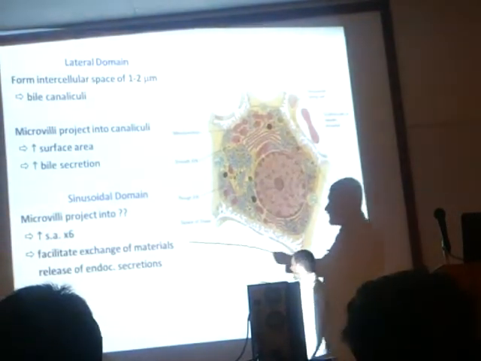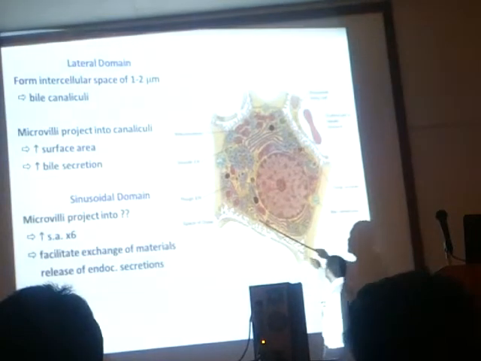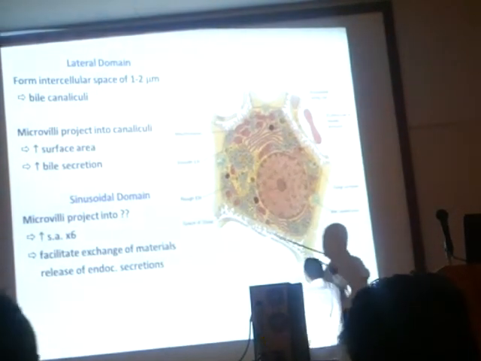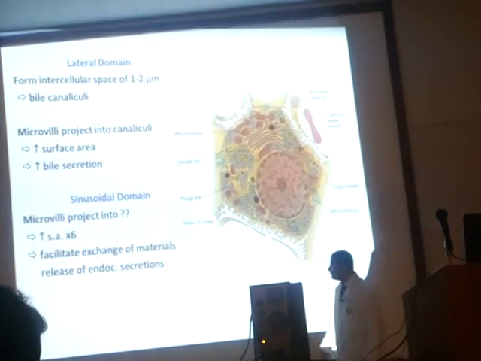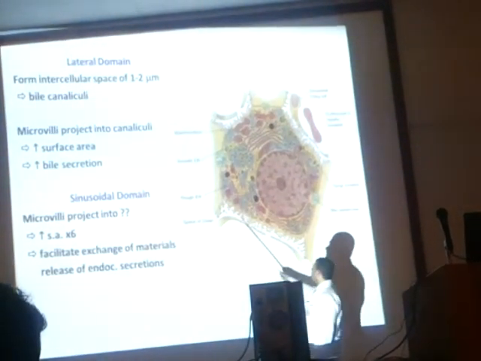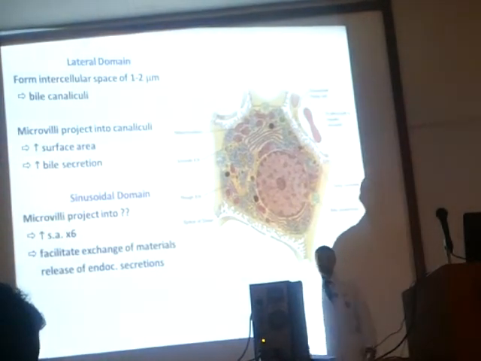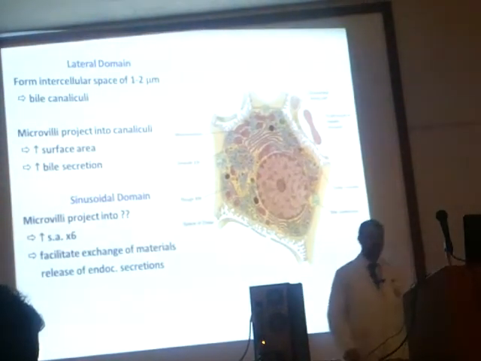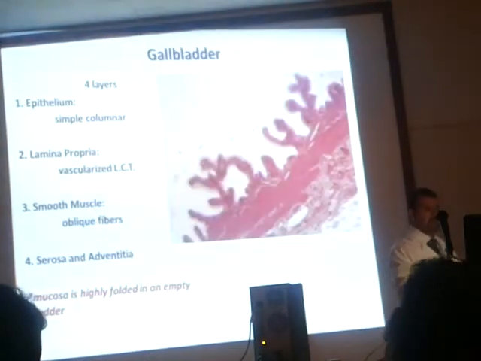In the sinusoidal domain, where do the microvilli project? Here, this is the sinusoidal surface, and all of these are microvilli. What is this space called? The space of Disse. Microvilli here increase the surface area 6 times, to facilitate the exchange of material and the secretion of endocrine products.